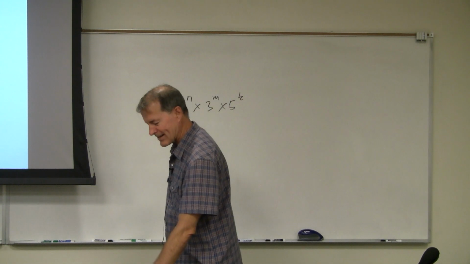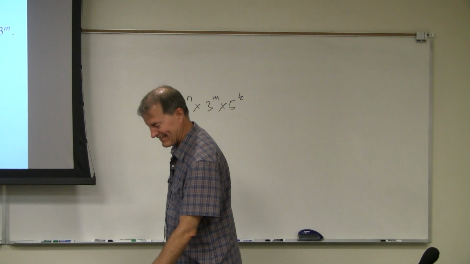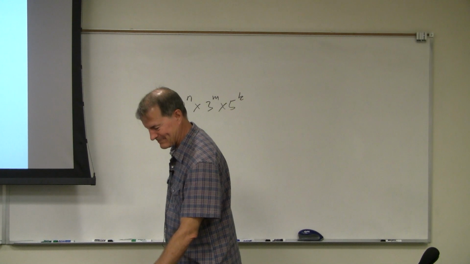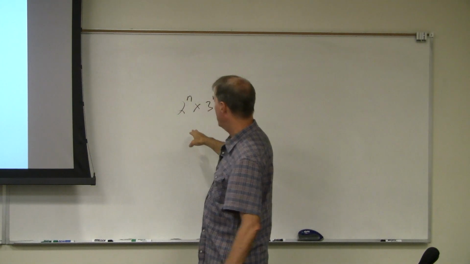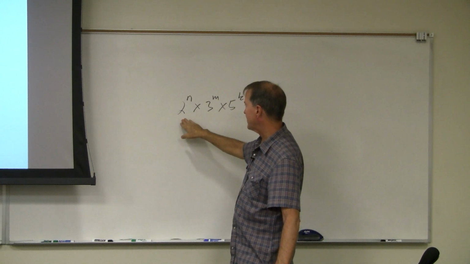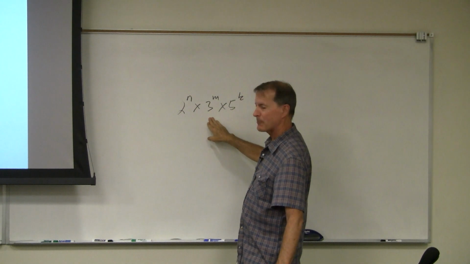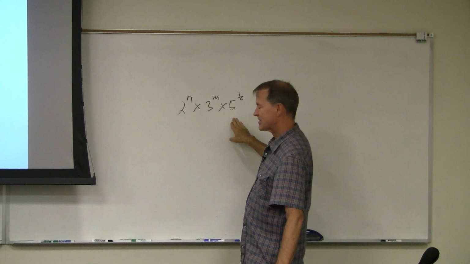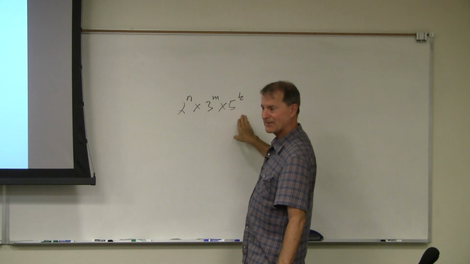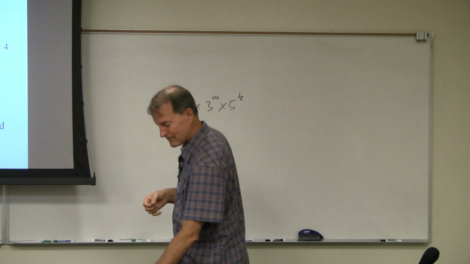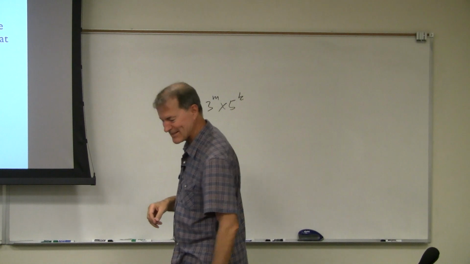Okay, now you guys, watch this. Of course, here not only would you successively divide by 2 to get the n's, you would successively divide by 3 to get the m's, and you would successively divide by 5 to get the k's. All right. But now watch this, you guys.